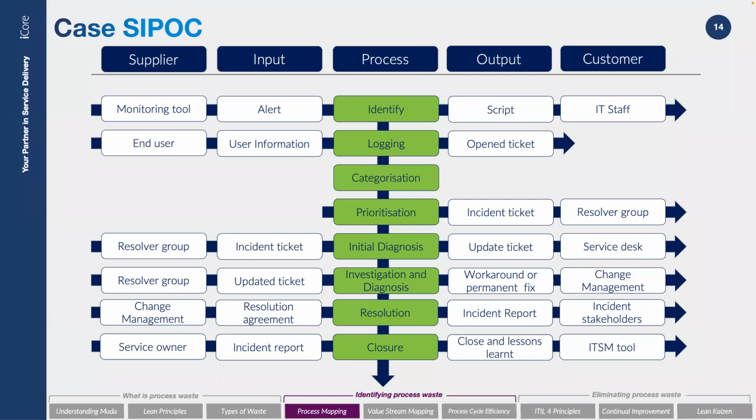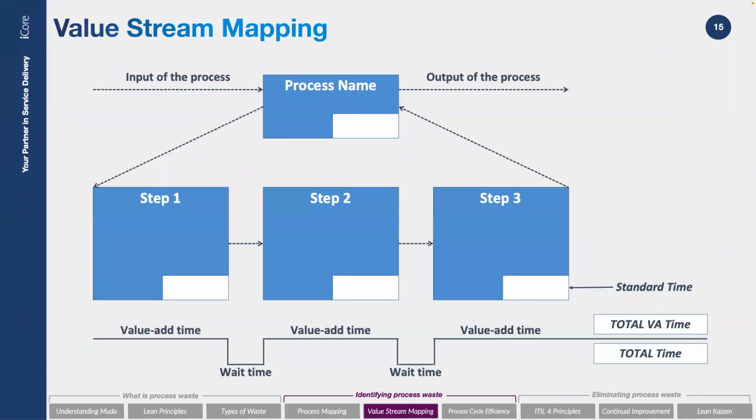So we've got the SIPOC. We've got all this information. Brilliant. Now what? This doesn't tell me where my waste is. It just tells me what needs to be done. So the next step is we're going into some value stream mapping. So we're looking at value stream mapping in the older sense of the term here.